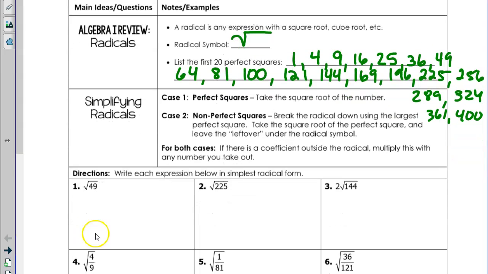Alright, so looking at number 1, what is the square root of 49? 7, right? When we get into solving, we want the positive and the negative roots. So you'll have to start getting used to writing plus or minus. But if I just ask you what's the square root of 49, you say 7. If you have x squared equals 49 and you're solving, then you get the positive and negative. Alright, what's the square root of 225? 15, good.